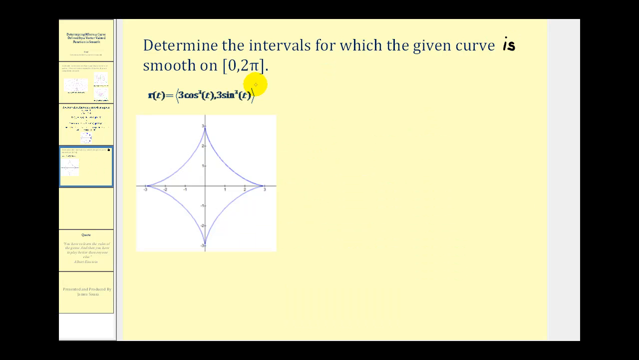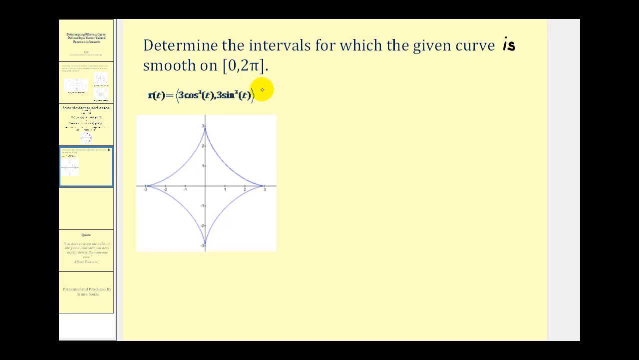Here we want to determine the intervals to which the given curve is smooth on the closed interval from 0 to 2 pi. I provided the graph here so that we can tell there are going to be places where this curve has a sharp corner or point. So what we'll do here is determine the derivative of this vector valued function, set the derivatives of each component equal to 0, and then determine for which values of t both the x component and the y component of the derivative would be equal to 0.